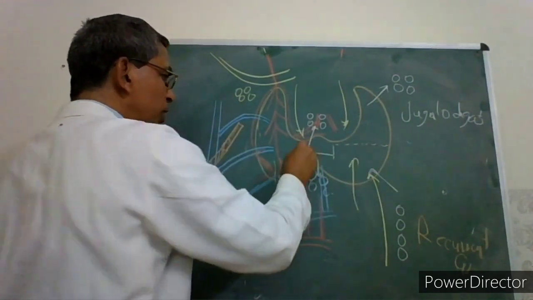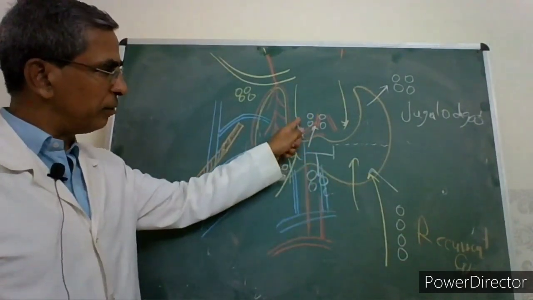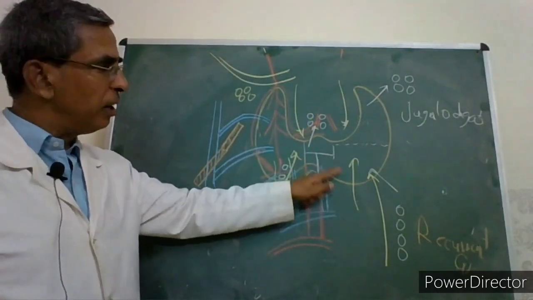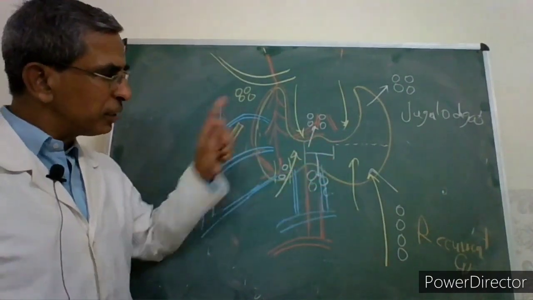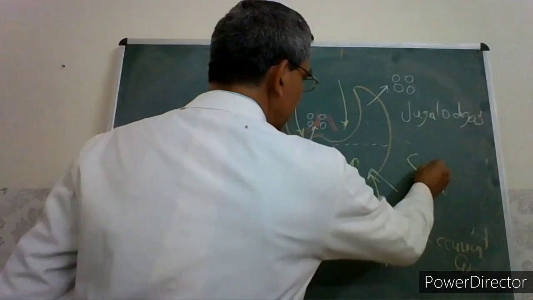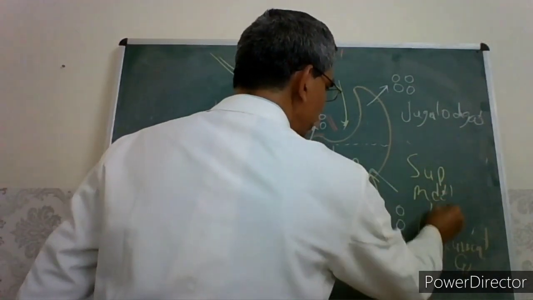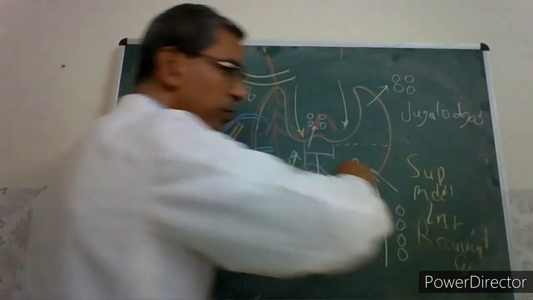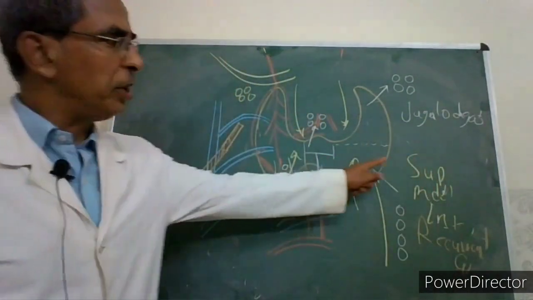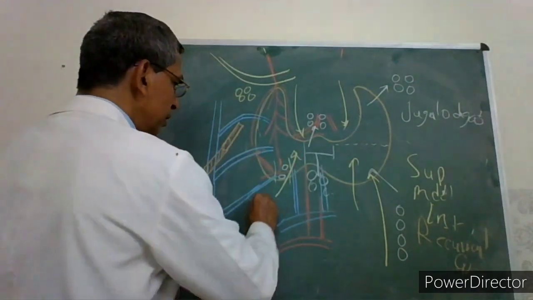But the supply is not clear. What is the parasympathetic supply in the vagus nerve and the recurrent nerve? We are not sure. But the sympathetic is important. Sympathetic nerves come from the superior, middle, and inferior cervical ganglia, and these now ascend upward.